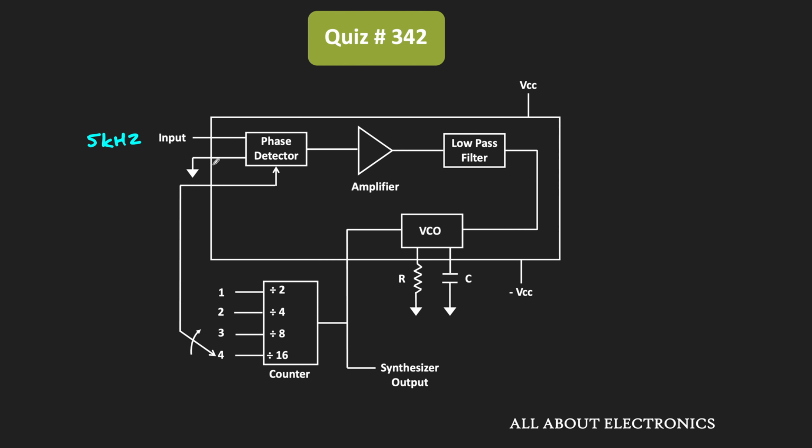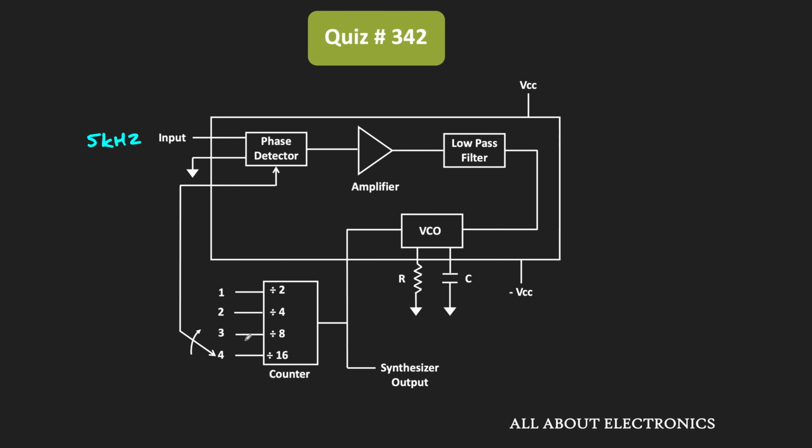That means whenever the input signal is not present, the output of this PLL will be equal to 20 kHz. So here, through the switch, the output of the divide by N counter is given to the PLL. And we have also been given the order in which this switch is getting connected to these outputs. So based on the connection of this switch to this divide by N counter, we have been asked to find the output of this synthesizer.